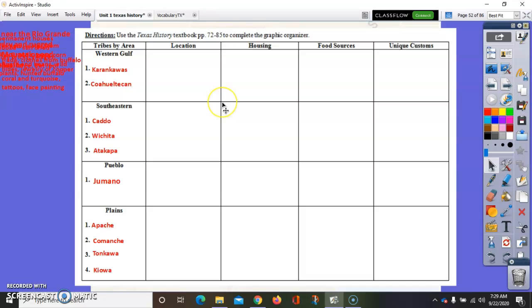So, what will you be looking for? Well, first of all, instead of focusing on the 10 tribes, we're going to focus on the culture region. Today, you will be focusing on the Western Gulf and the Southeastern culture regions by looking at one tribe. You'll be reading about and watching videos over the Karankawa as the representative tribe for the Western Gulf, and you'll be looking at videos and reading about the Caddo as the representative tribe for the Southeastern.